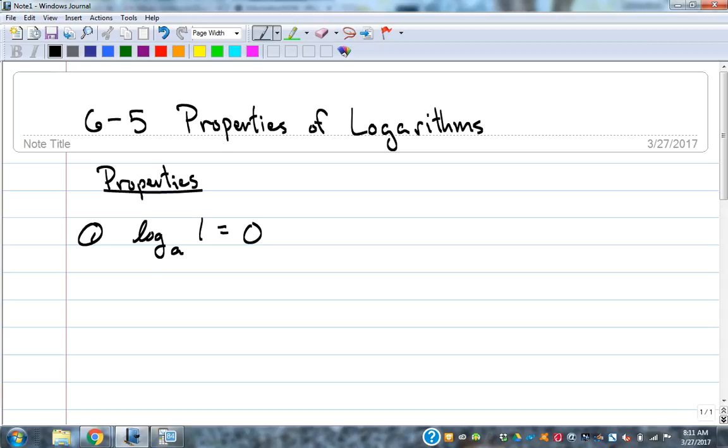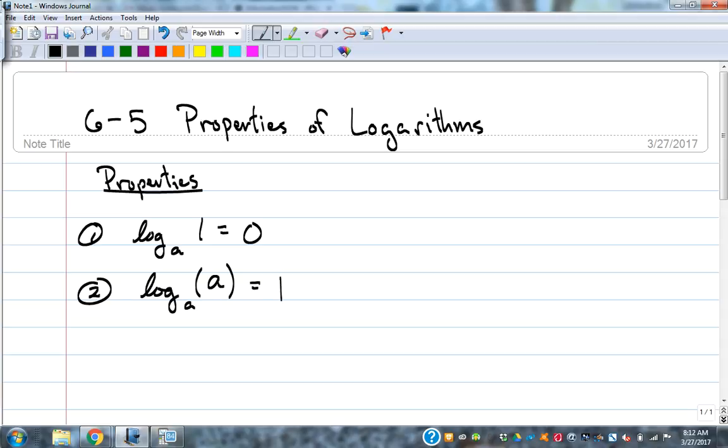So here we have a log of 1. And what you got to think is, okay, A to the 0 power is 1. So that's why that property holds. And anytime you have any log of 1, it equals 0. So that would be a simplification type property that you could use. Second property would be another simplification type property: if you have the log base A of whatever the base is, then it's equivalent to 1. So basically this log and that one cancel each other out and make 1.